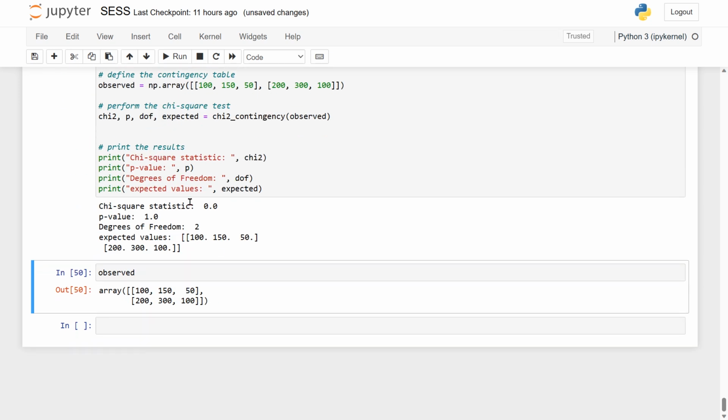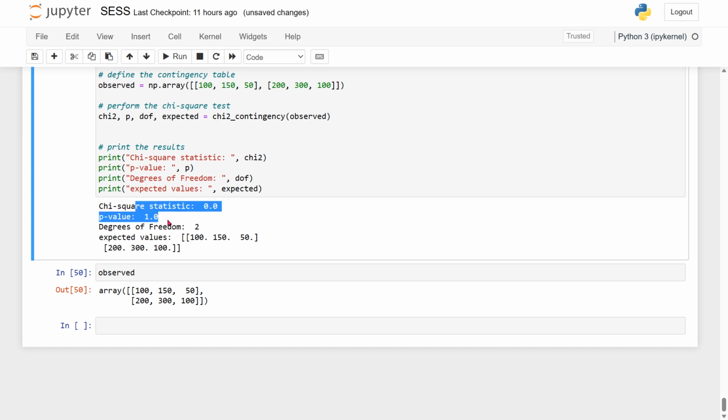So here is your chi-square statistic. It's 0.0 and p-value is 1.0. Okay, this is too much. And degrees of freedom is 2. Your p-value is 2. So if your p-value is 2, what's going to happen?